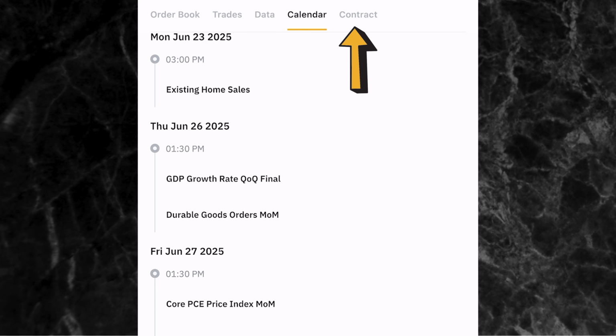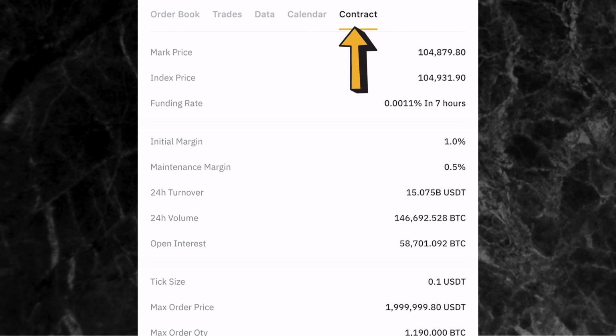And then if you come under contract right here, this is where you can also see more details about the coin you are trading. You'll see the mark price, the index price, the funding rate. I'll still be explaining all of these things as we go on in this video. Once we get to where we are actually taking our trade, I'll explain all of these things. You'll see your initial margin, your turnover, volume, all of these things, you'll be able to see them right here. So please make sure you keep watching so you can understand all of these things.